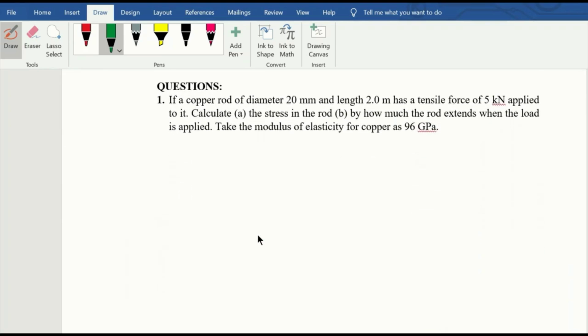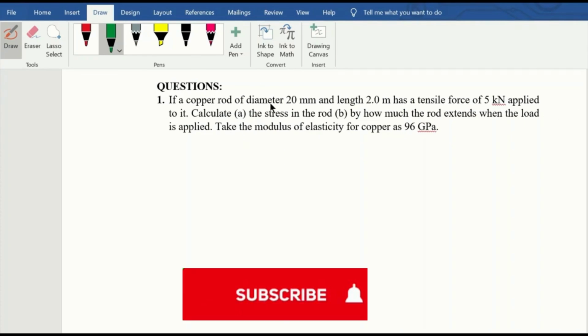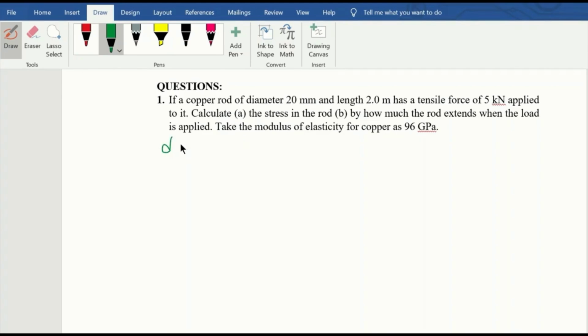Here is our very first question. We are told that a copper rod of diameter 20 millimeter and length 2.0 meter has a tensile force of 5 kilonewton applied to it. So let's write out our given data. We are given the diameter. Diameter is given as 20 millimeters. We convert this to meter, it becomes 0.02 meters.